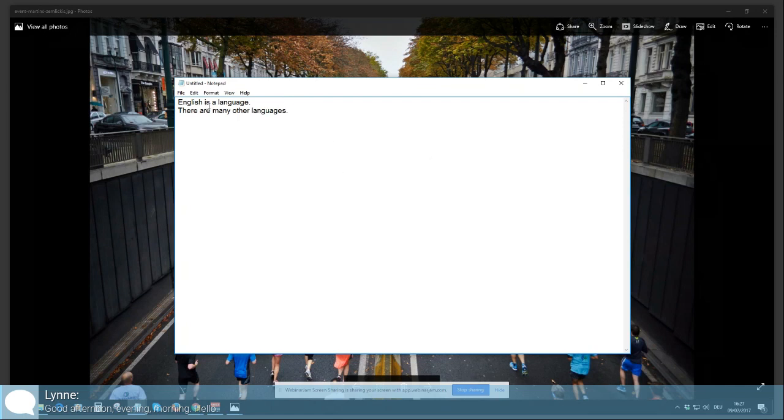Two clues here. Must be a noun. Language is a noun. And many other languages, plural, nouns become plural. It's like an ant, an army of ants. Dog, a pack of dogs. So yes, a language or language in general.